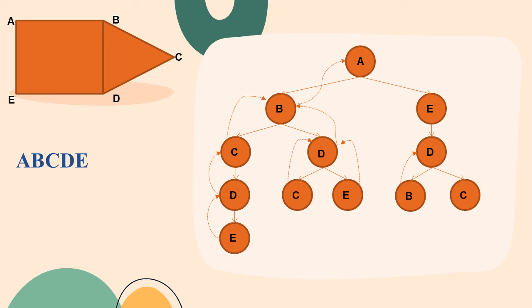we backtrack. So from D we can visit C directly, then B, then there is a returning path to the starting vertex A. So it follows a Hamiltonian cycle, namely A, E, D, C and B.